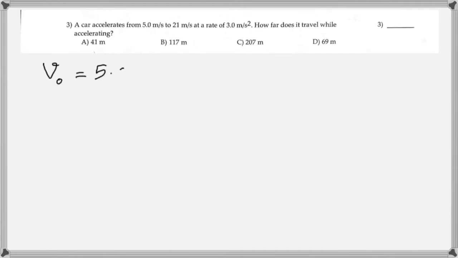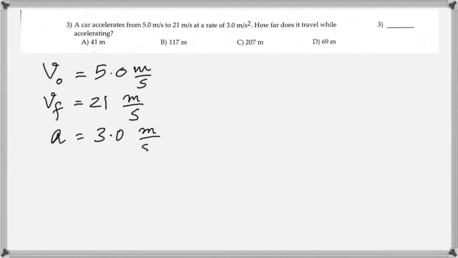Number 3, a car accelerates from 5 meters per second to 21 meters per second. So those are the initial and final velocities, and the acceleration is given. How far does it travel while accelerating? You have to find delta x. Here is the equation.